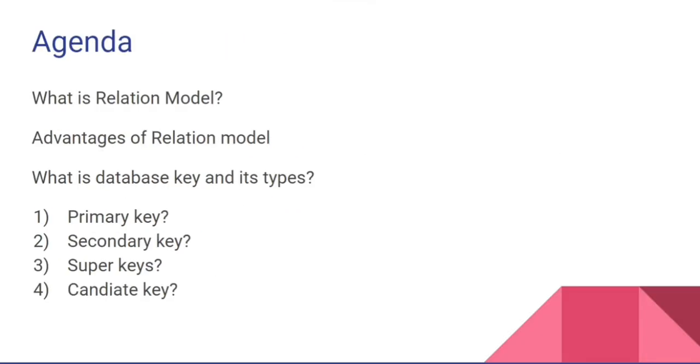What is a relational model? Advantages of the relational model, and what are database keys and their types. We have primary key, secondary key, super keys, and candidate keys. So let's explain and understand the concepts one by one.